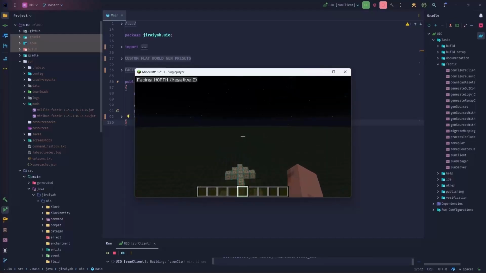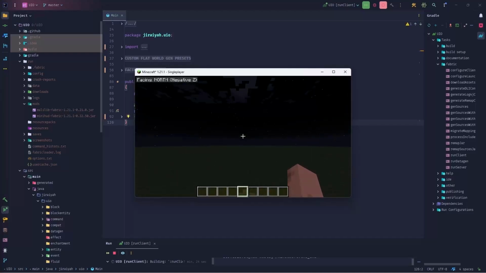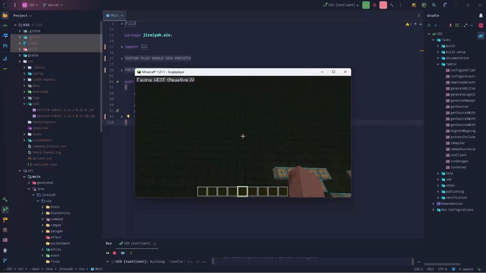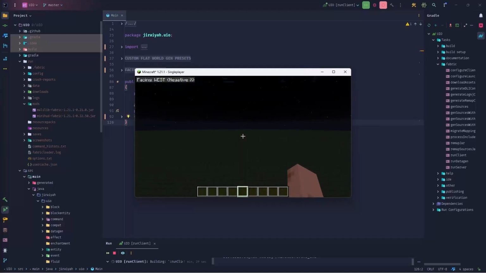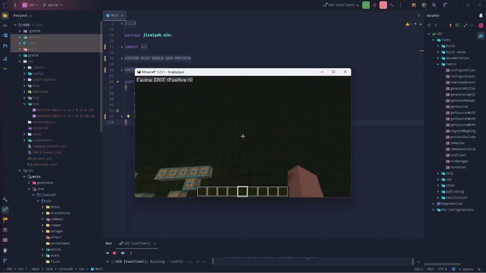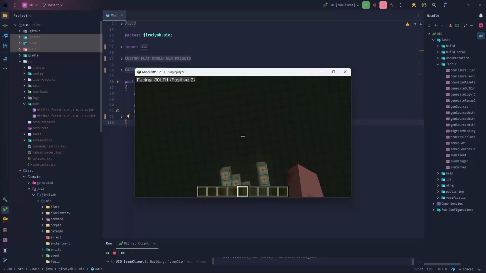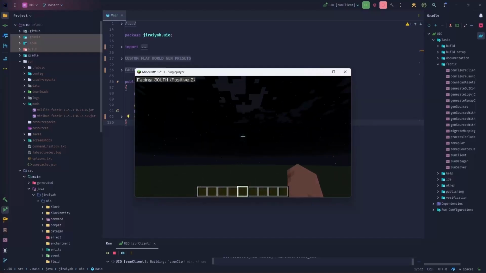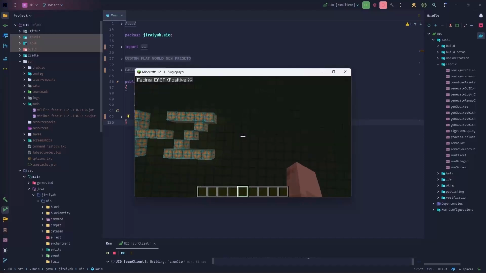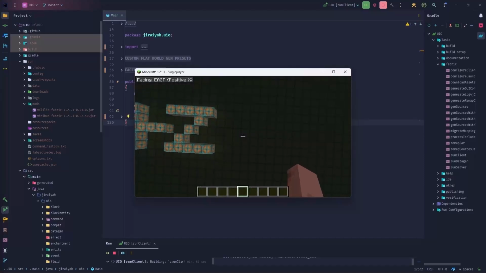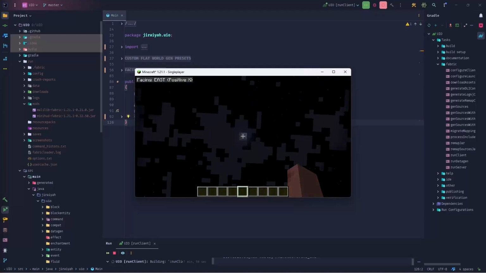Basically, MiniHUD is helping you understand this more easily instead of going into F3 and taking a look around. So right now, when you are facing north, you are looking at negative Z. When you are facing west, you are looking at negative X. When you are facing east, you are looking at the positive X direction. And of course, when you are looking at south, you are looking at positive Z. When you are looking down, you are looking at negative Y, and when you are looking up, you are looking at positive Y.